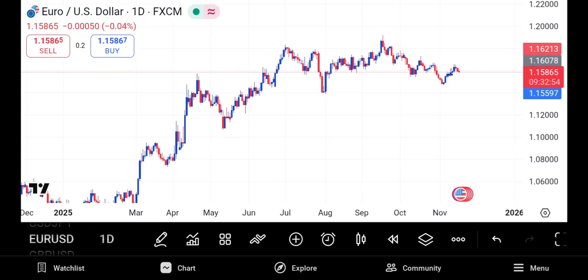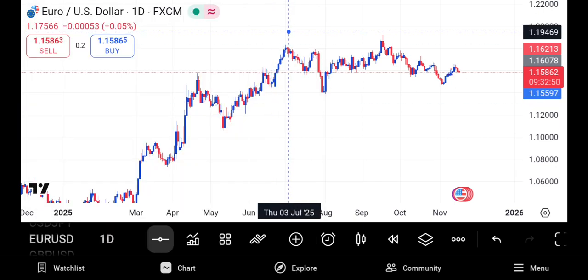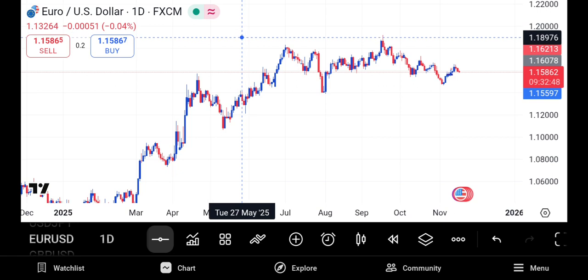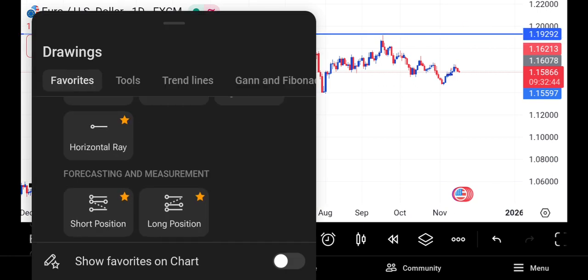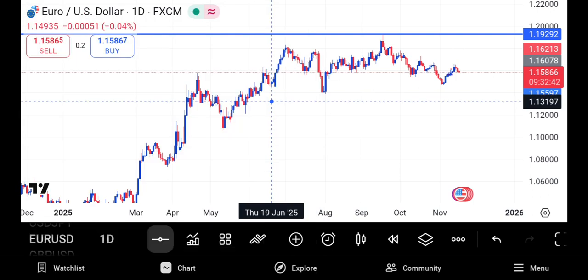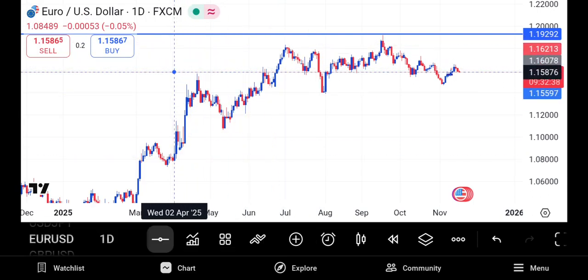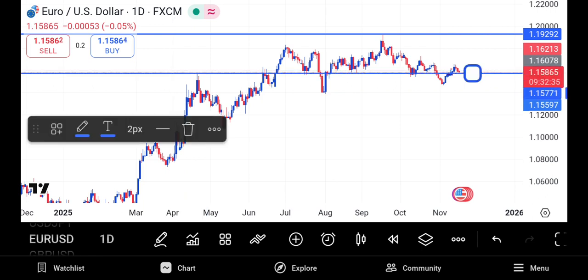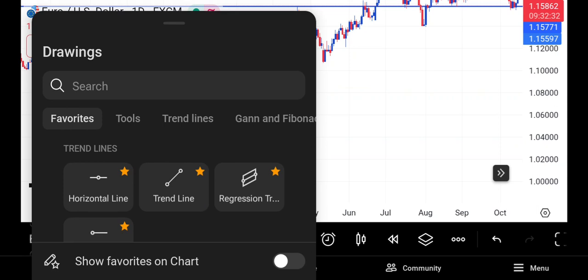So we're looking at Euro USD. First thing I'm gonna do, I'm gonna mark my highs and lows. So I can see that the high that we have is right here, and then we also created this high right here. We also created that high right there, and I'm gonna mark my lows too.